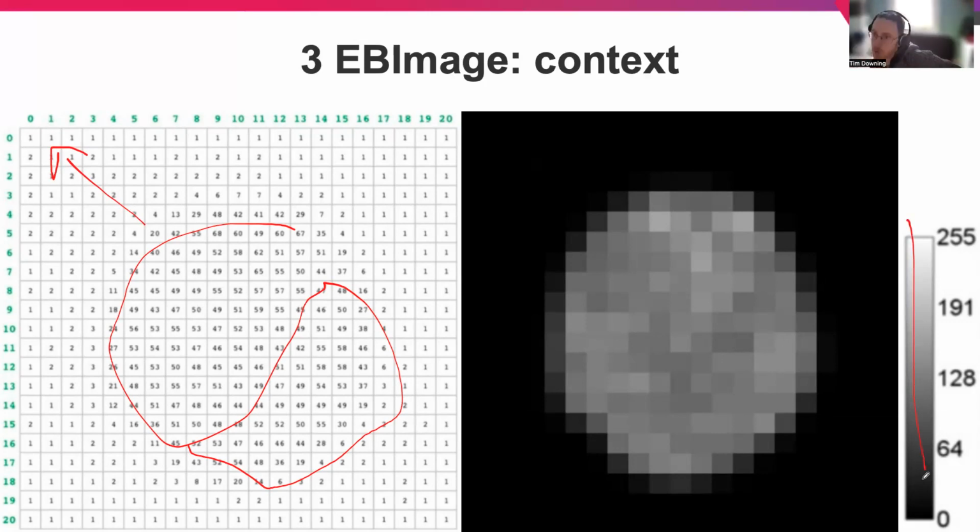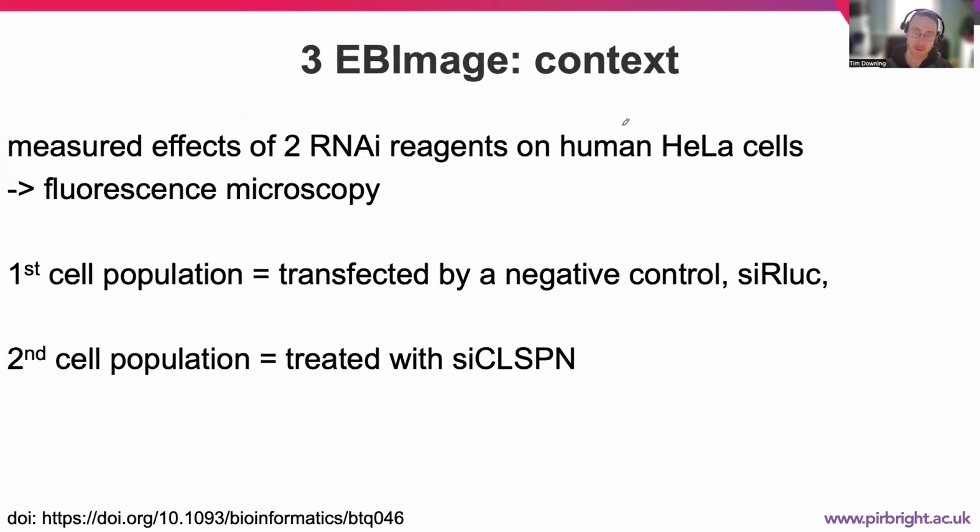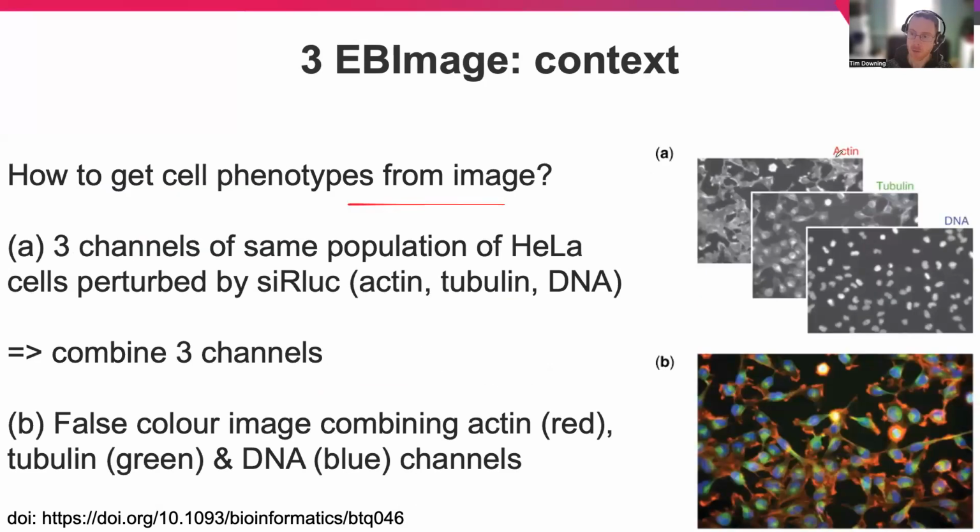So if we import an image, we can do all sorts of different things to alter it in the way that suits us. So for example, we might want to look at 2 different RNA interference reagents on human HeLa cells using fluorescence microscopy. I might have a negative control as one collection of cells, and then also ones that are treated with the treatment of interest, and that's taken from this study. So you might want to think about how do we get phenotypes from this image, where we've got 3 different layers of actin, tubulin, and DNA that we can merge into one image.